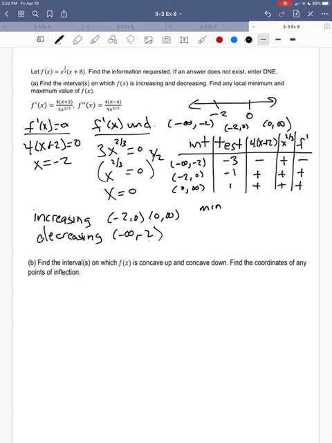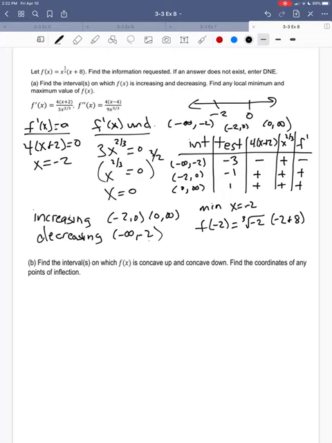It's decreasing from negative infinity to negative 2, and then it changes to increasing at negative 2. So at x equals negative 2. To find my y-coordinate, then, I'm going to have to go back to the original function, f of negative 2. Remember, the 1/3 power is really the cube root. So this would be the cube root of negative 2 times negative 2 plus 8.